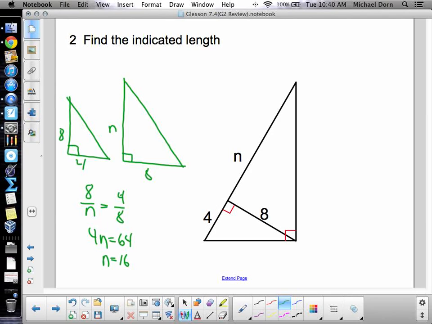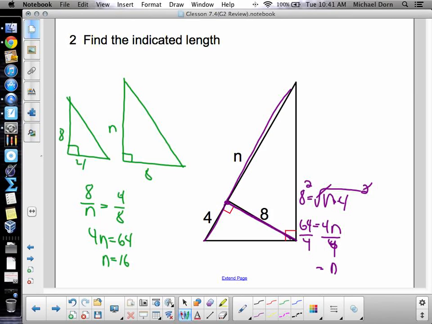The last way to do it was to use the geometric mean relationships, which again, this is the one that stands by itself. 8 is the square root of n times 4. Now n is under the radical, so the way we get it out from under the radical is to square both sides. Square cancels the square root, so that's just 4n. And again, we divide by 4, and n is 16. So we get the same answer either way.